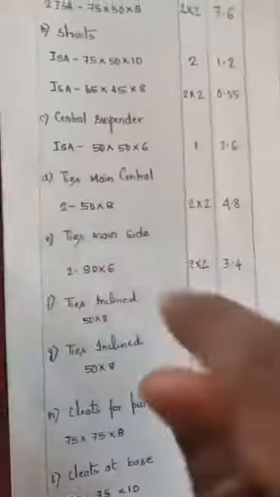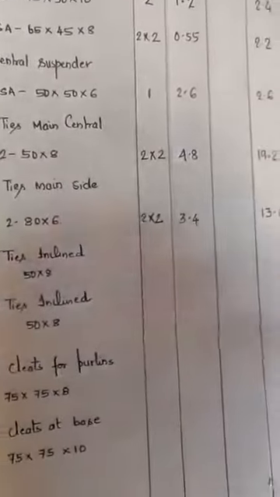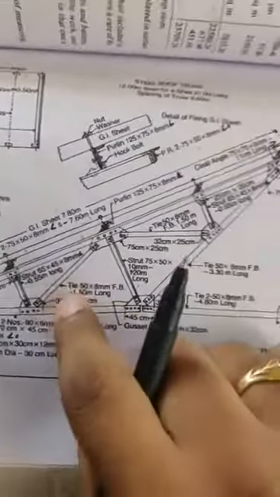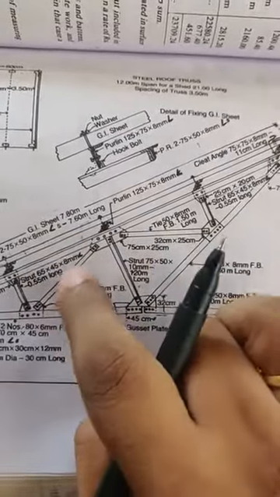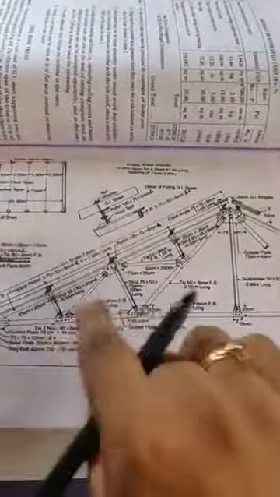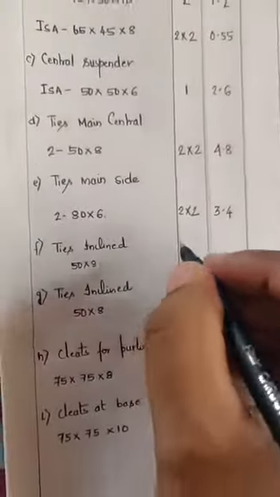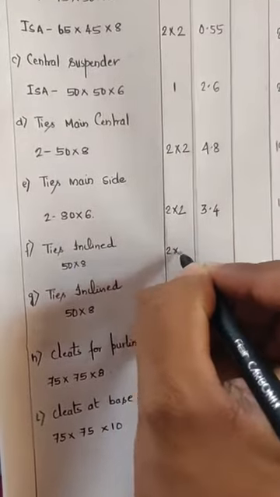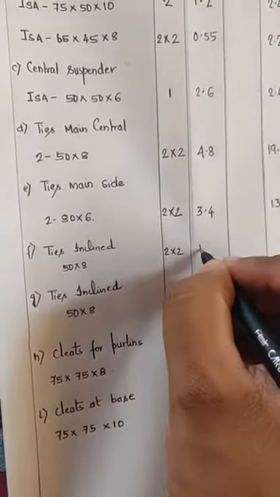So tie member inclined, I have written 50 by 8 here. Firstly we'll include these. I'll call this 1 and 2, so there are two numbers. Likewise, this half section has two members. Similarly, the other has two members. So one side 2 and other side 2. So length is 1.5 meter.